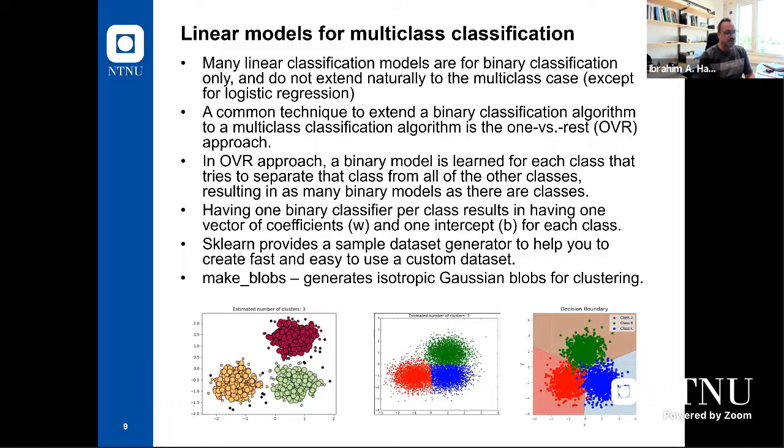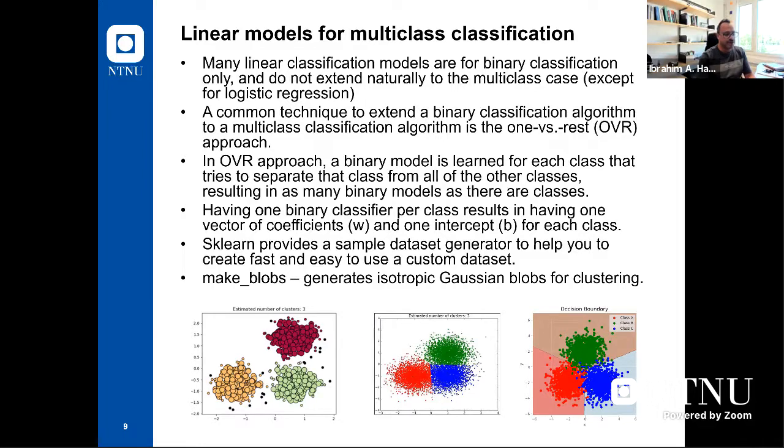We have 0, 1, and 2, for example. So we will build a model to separate class 0 from the rest. And after that, we will build a model to separate class number 1 from the rest, which is 0 and 2. And so on. We will do it for class number 2 also. We will try to find a decision line which will separate class number 2 from class 0 and 1. So the idea here, in fact, is to have one binary classifier per class.